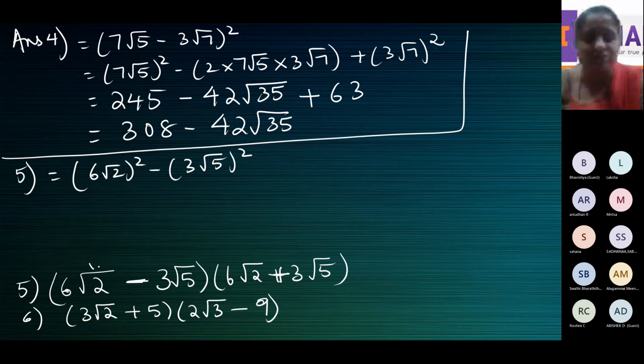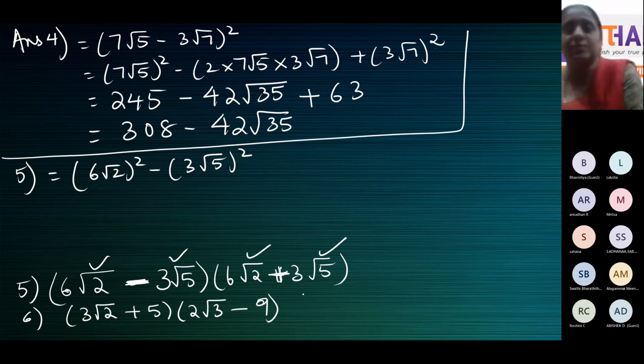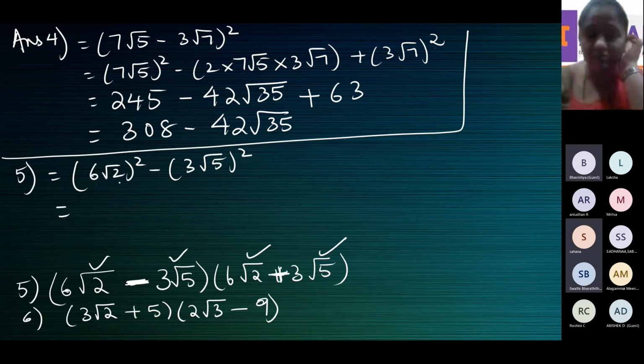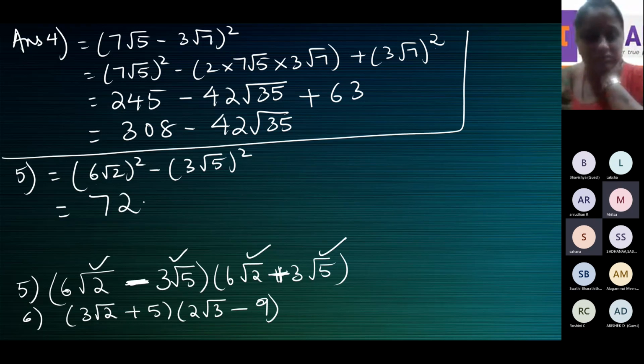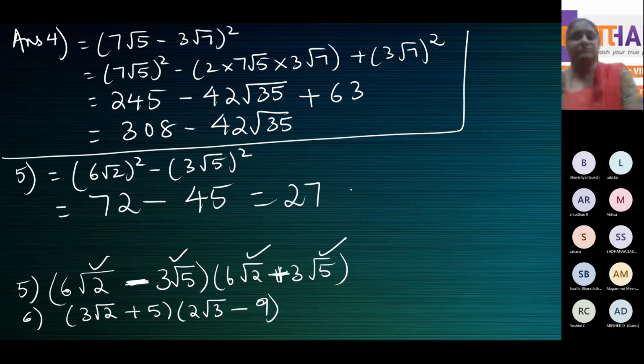See, A is 6 root 2, B is 3 root 5. A minus B into A plus B is A square minus B square. What is 6 root 2 squared? 72 minus 45, which is equal to 27. Very good.